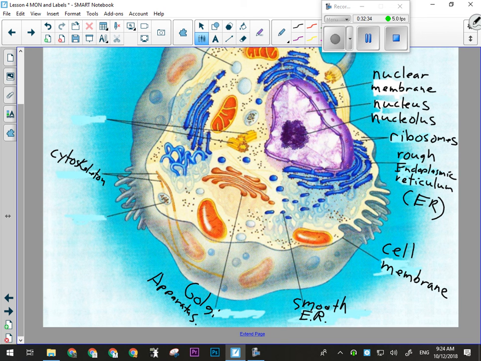All right, then we have this little structure here. It looks like the peroxisome, except it's got stuff in it. That's why it's a lysosome. So digestion is actually going on in that structure there.